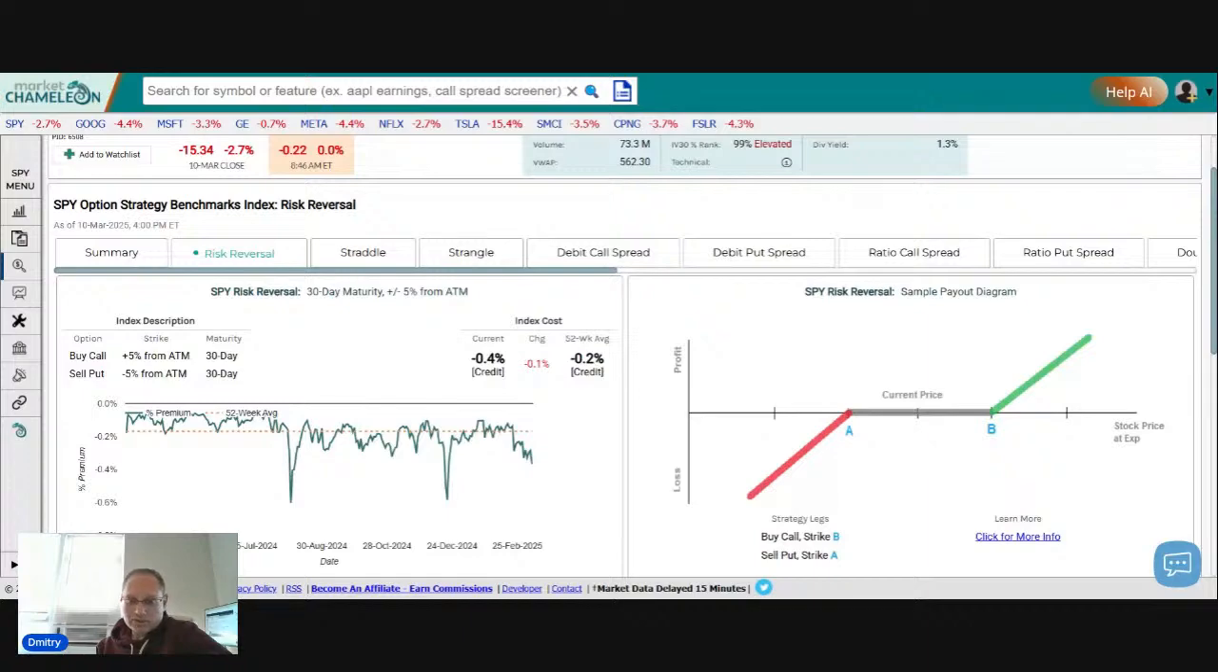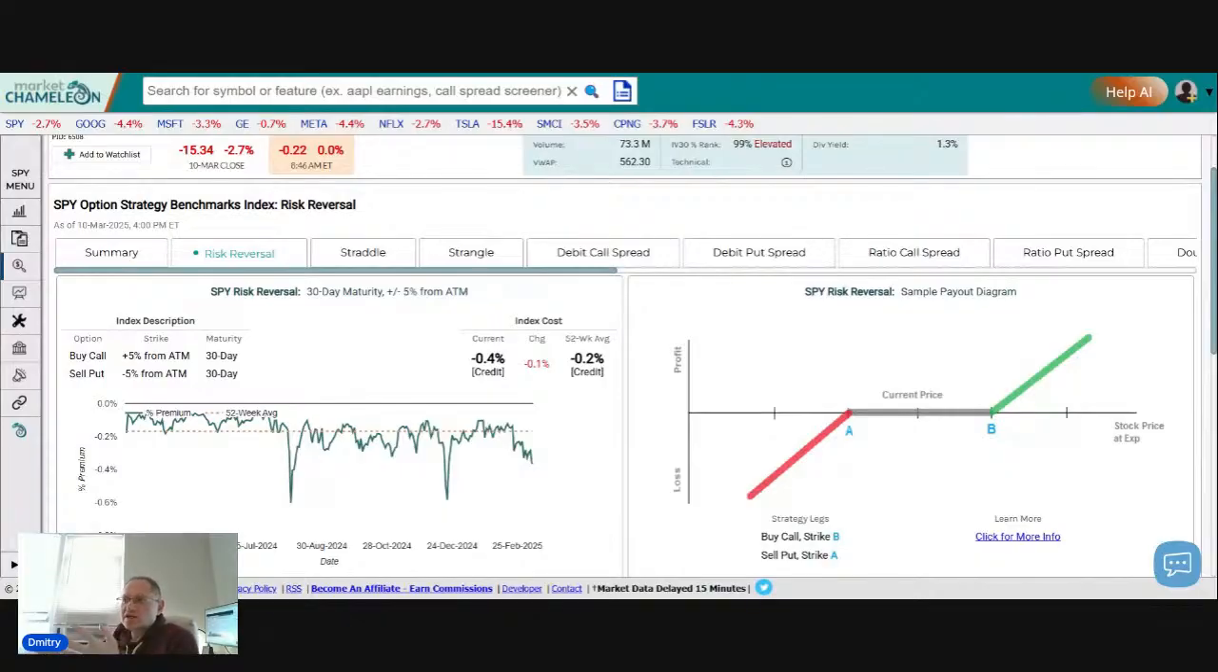Or on the other side, if you bought the call for $1 and sold the put for $1.50, well, you would have gotten a credit. So the cost would be a credit to you. Somebody would have paid you for this risk profile. So that's what we're measuring.